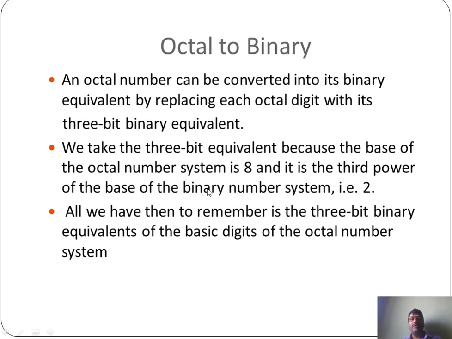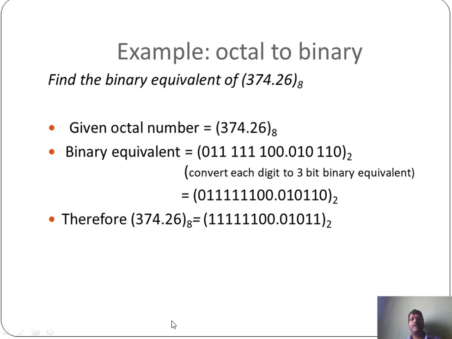So once you have converted each digit to binary, we have to remember just 3-bit binary equivalent of basic digits of the octal number system. That is for 0, it is 000, for 1, it is 001, likewise up to 7, it is 111. One example is there, that is find the binary equivalent of 374.26 octal. It is shown by suffix 8.